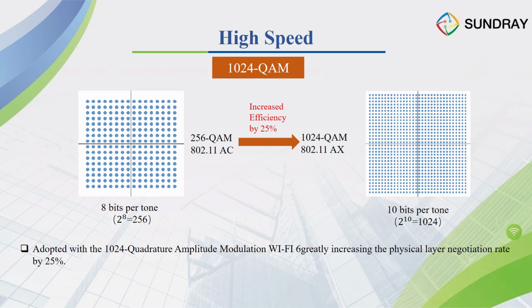If you want to know how QAM works, you can find a lot of materials, so we will not give more explanation about how QAM works, but you need to remember this number. One is 8 bits, but after we update to Wi-Fi 6, it is 10 bits per symbol with this 1024 QAM. If you want to learn more, you can look on YouTube. You can find lots of explanations about this QAM technology.